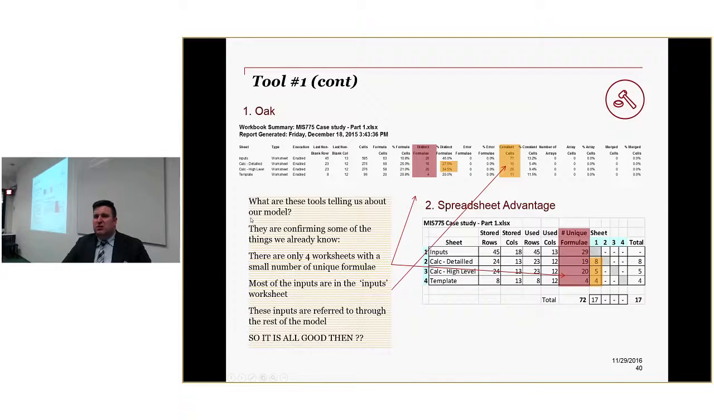Most of the inputs in the inputs worksheet are inputs. So in this case, in inputs, we've got 77 cells that are constant cells. We've got 20 formula. And what we can see here is that these inputs are referred to within the model. So inputs gets pulled through to the model and goes into the calcs, into the high-level calc, and into the template a few times as well. So I've just put down the bottom there based on what you can see on this slide. It's all good. Well, let's have a think.